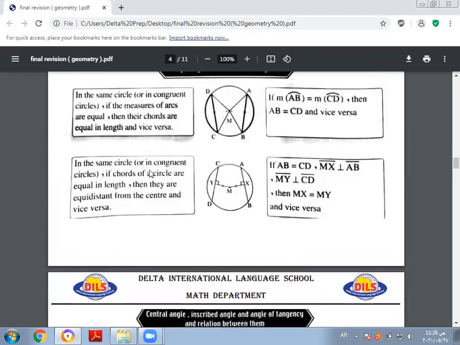In the same circle or in congruent circles also, if chords of a circle are equal in length, then they are equidistant from the center and vice versa. If AB equals CD, MX perpendicular on AB, MY perpendicular on CD, then this means that MX equals MY and vice versa.